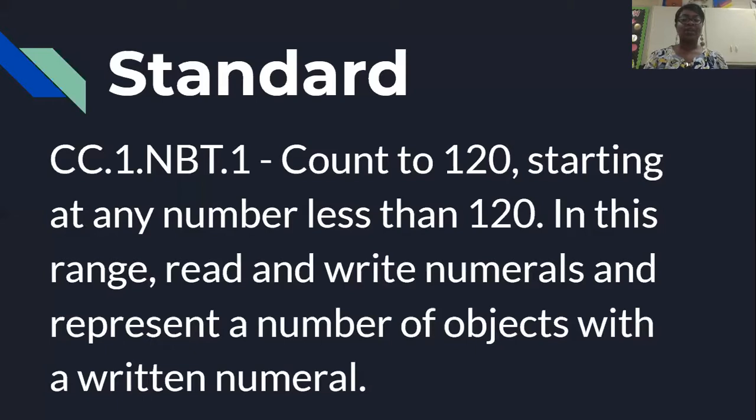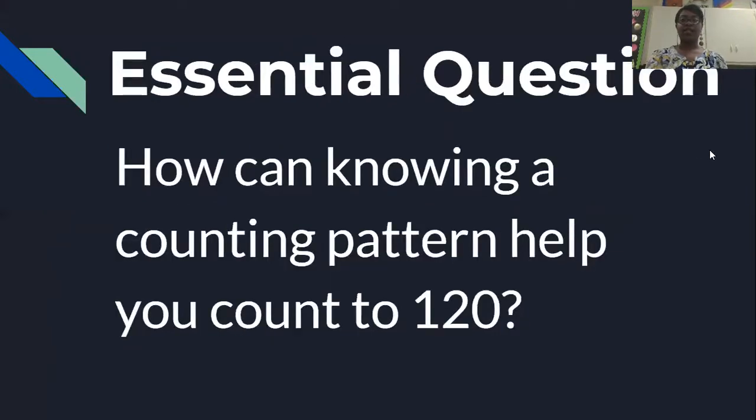We are on standard 1.NBT1. We're going to count to 120, starting at any number less than 120. In this range, we will read and write numerals and represent a number of objects with a written numeral. Our essential question: how can knowing a counting pattern help you count to 120?